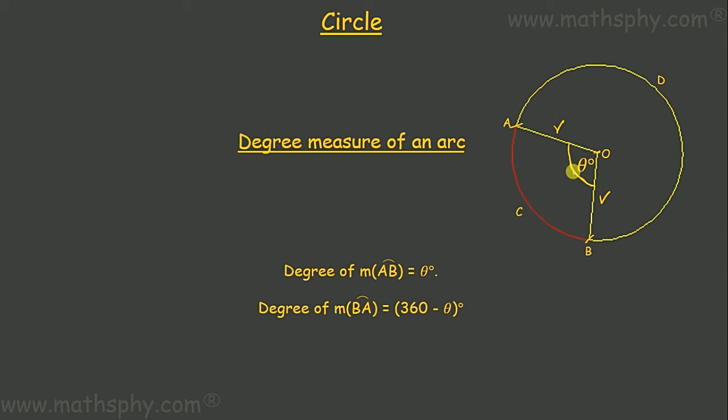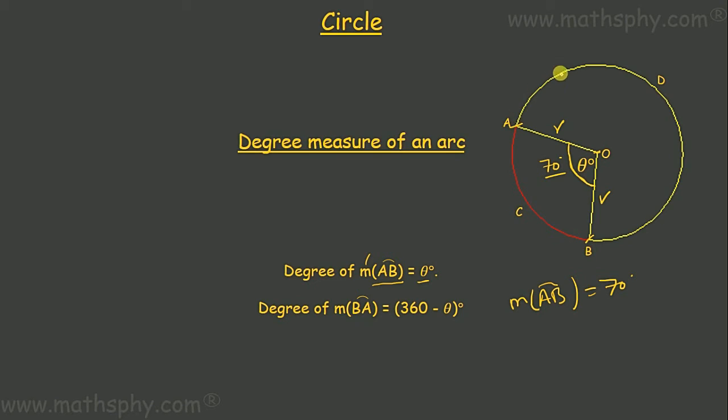Whatever the angle is, 10 degrees, 15 degrees, 40 degrees, 100 degrees, that will be the degree measure of the arc. So we write it as m arc AB. M stands for the measure. So the degree measure of this arc AB is theta degrees. Suppose theta is say 70 degrees, I'm just assuming this. Then this angle here is 70 degrees, so the measure of this arc here is 70 degrees.